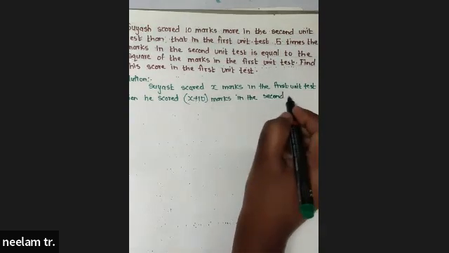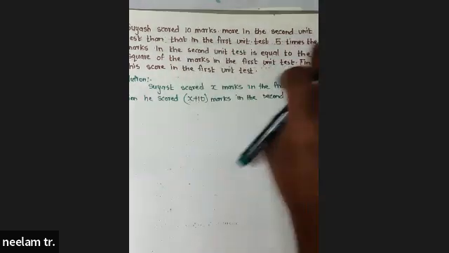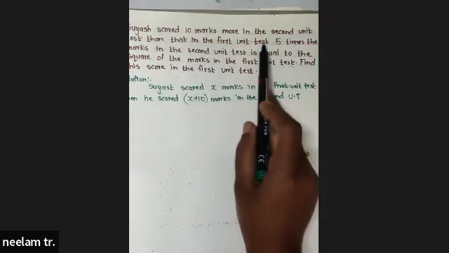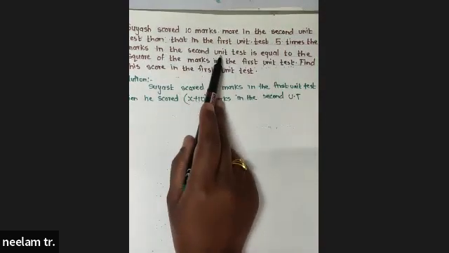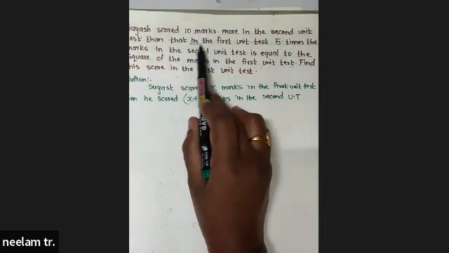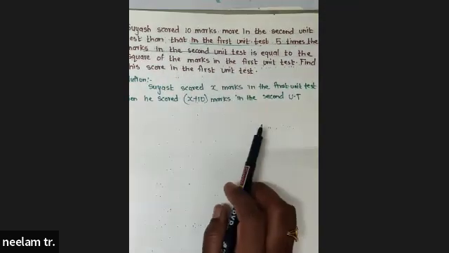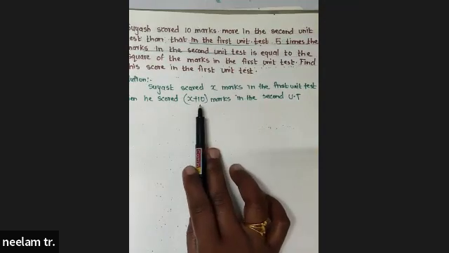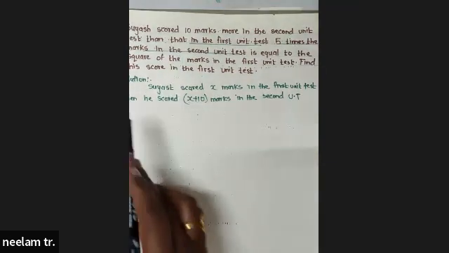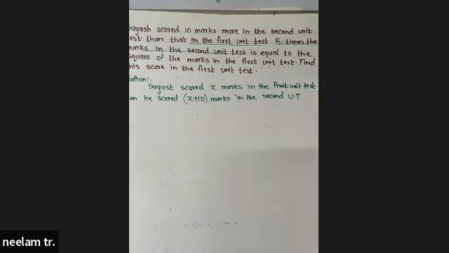In the second unit test. Now, this sentence is also clear. Next it is given: then in the first unit test, 5 times the marks in the second unit test. 5 times the marks. How much is this? This is 5 times marks. Second unit test's 5 times means into 5. How you will write that?